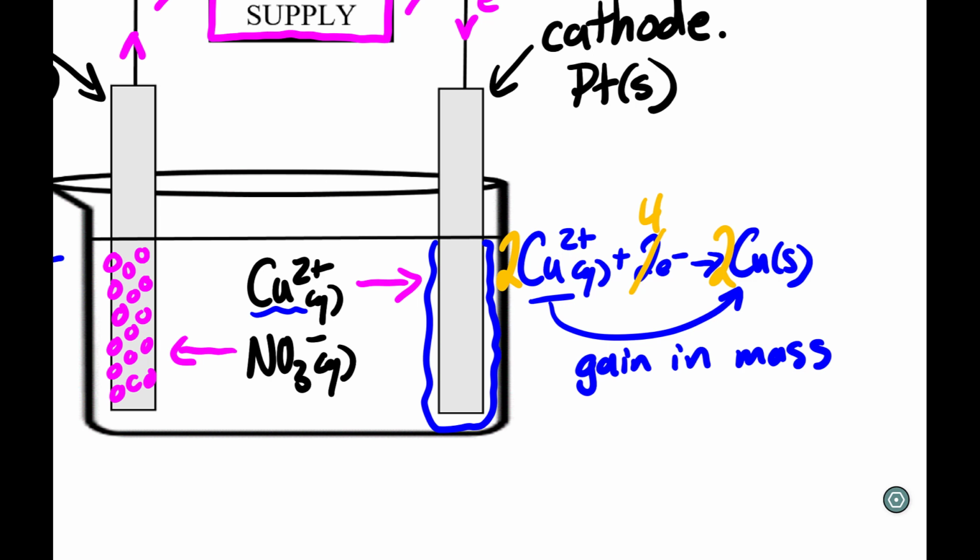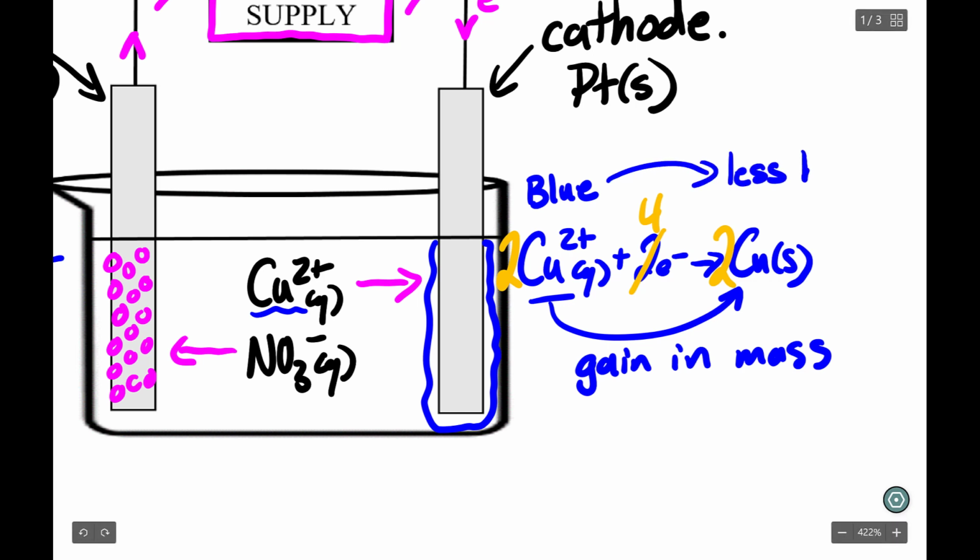The other thing we'll notice is that copper 2+ is blue in color, and if we're consuming it, it's going to start to get less blue. So this entire solution will start out some shade of blue, and as those copper 2+ ions get used up, it'll become less and less blue. Now, it could go completely clear if you leave it running long enough and all the copper 2+ ions are consumed.